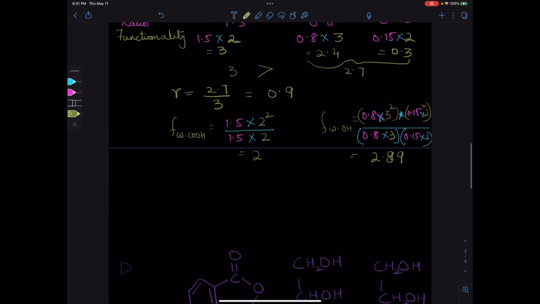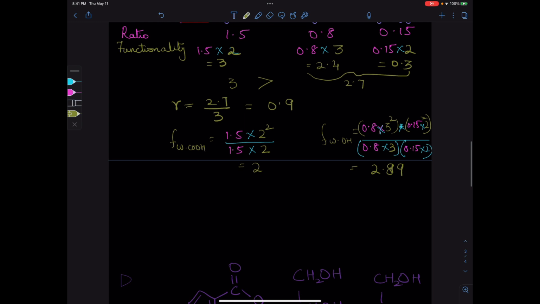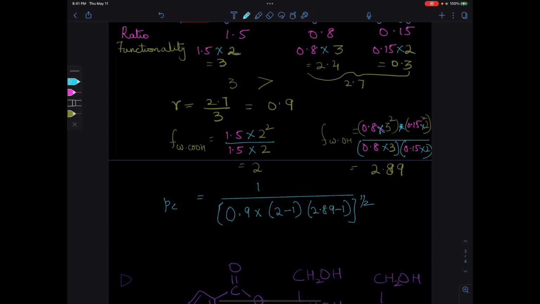To find Pc, Pc equals 1 over square root of R, which is 0.9, times (2 minus 1) for the carboxylic group and (2.89 minus 1) for the hydroxy group. And Pc comes to 0.7667.